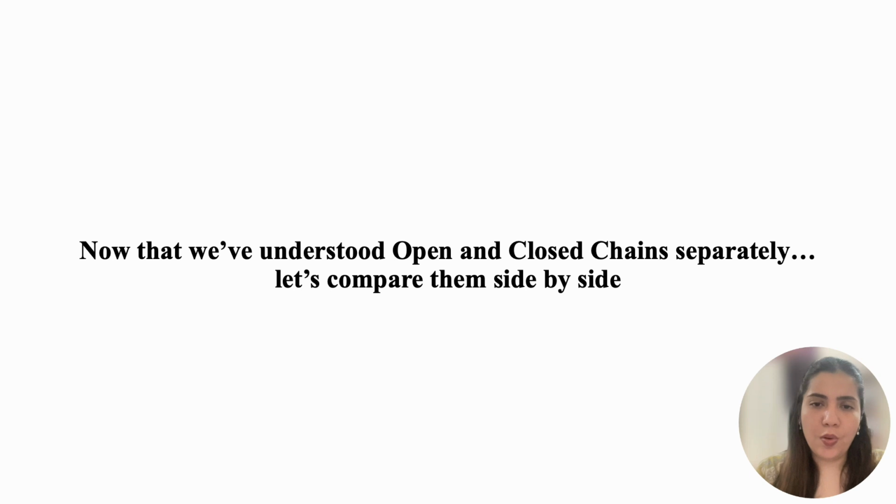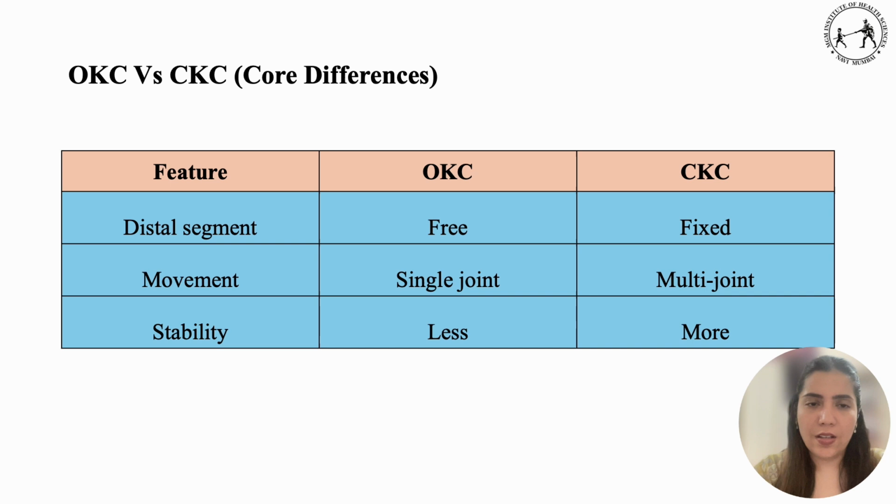Now that we have understood the open and closed kinematic chains separately, for better understanding, let's compare them side by side. In terms of distal segments, in open kinematic chains, distal segments are free to move in space, whereas in CKC they are fixed. The movements in open kinematic chains are usually limited to a single joint, whereas in closed kinematic chains the movements happen at multiple joints, and these movements usually resemble functional activities.